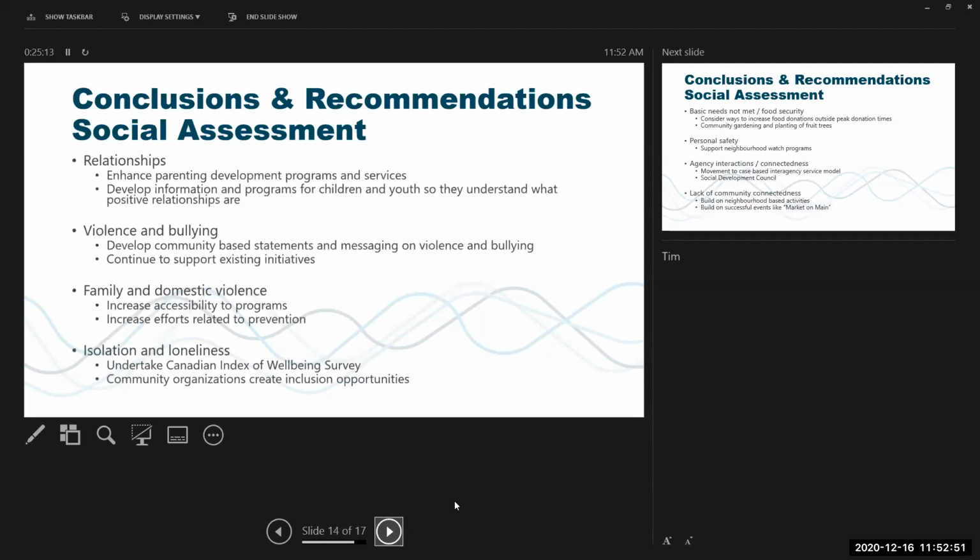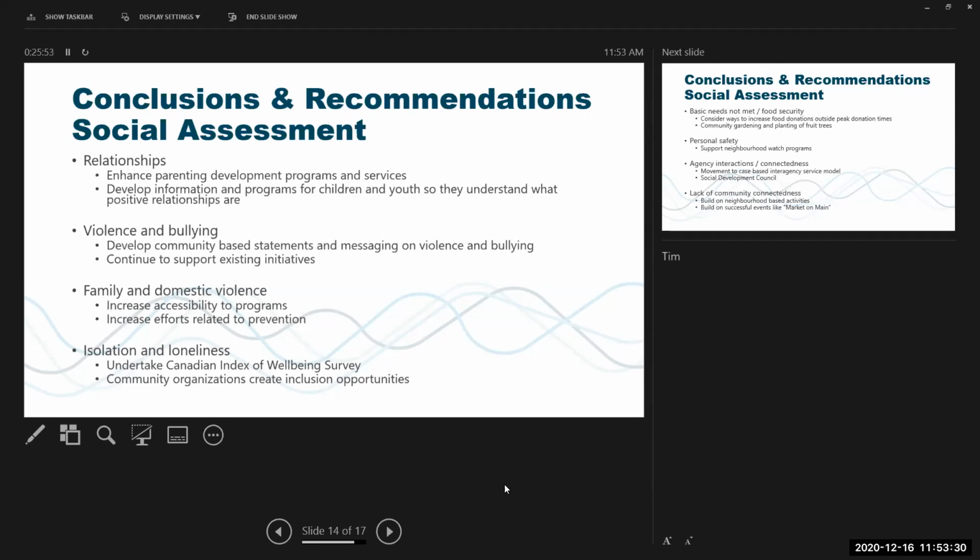Looking at relationships, a fairly broad area that includes parenting, development programs and services, information for children and youth so they understand what positive relationships are, relationships within a family so that there are expectations around what proper parent-child interactions look like and are modeled around. So a number of things that go into that relationships category.